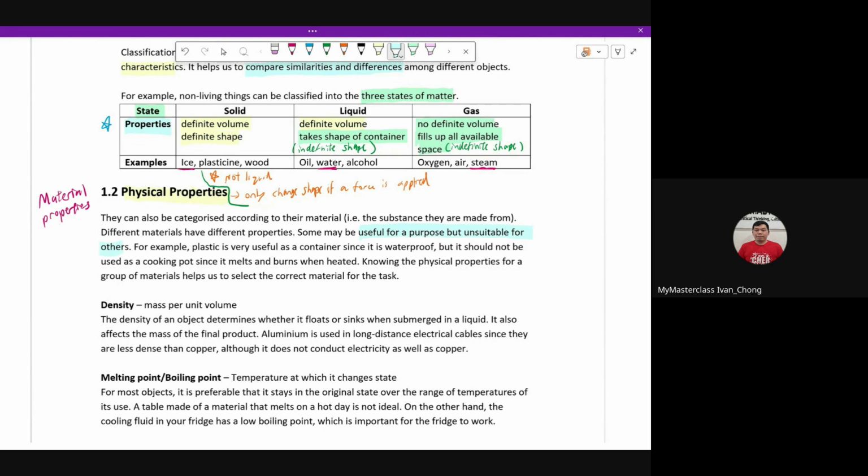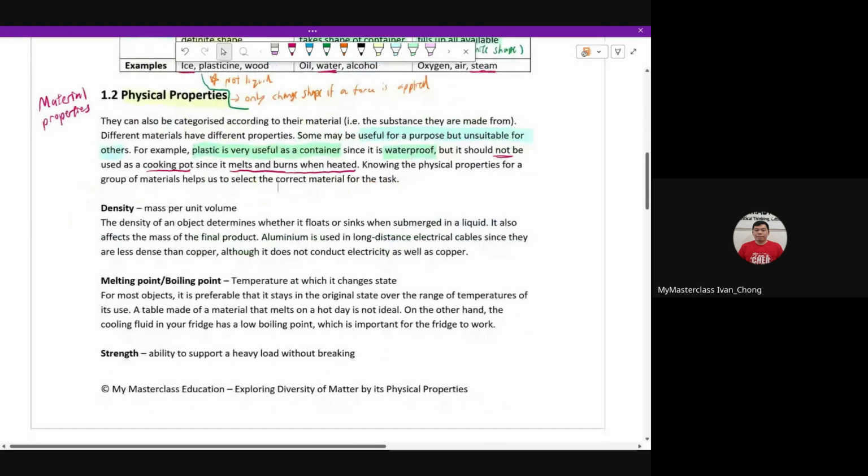So for example, plastic is very useful as a container because first thing, plastic is waterproof. However, we cannot use it for cooking. Why? Because it will melt and burn when you heat it up. So you don't want to drink or eat your plastic, so we don't use it for cooking. For cooking, we'll use different materials such as metals. So what makes metal better than plastic is what we are going to learn about today.